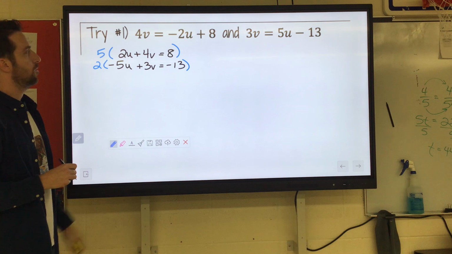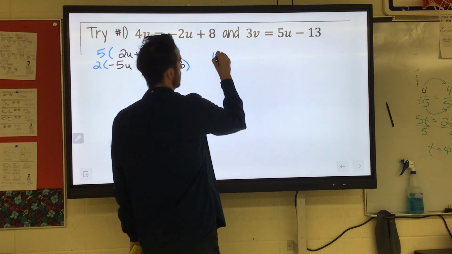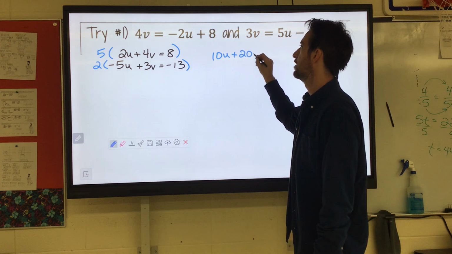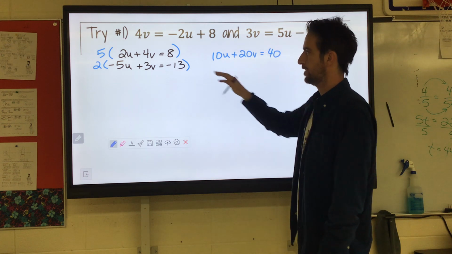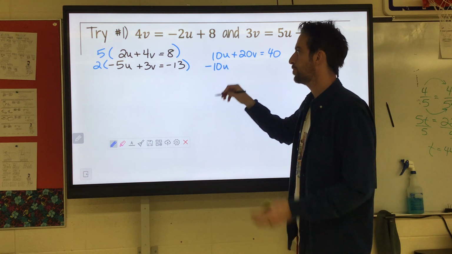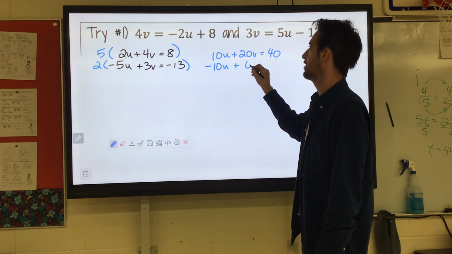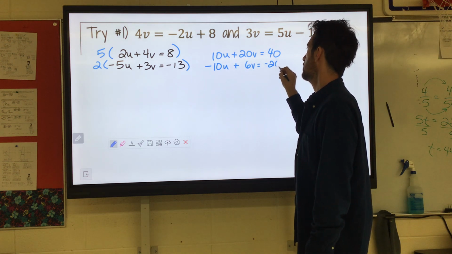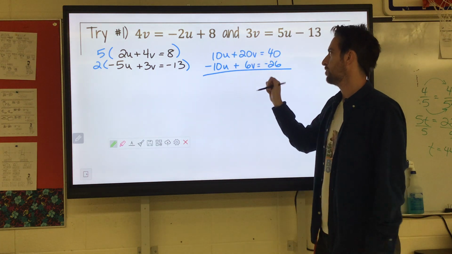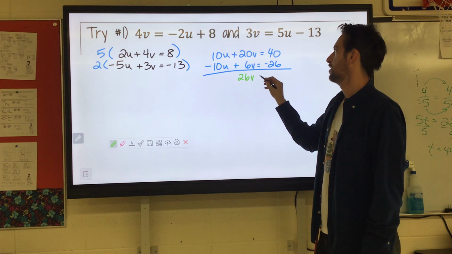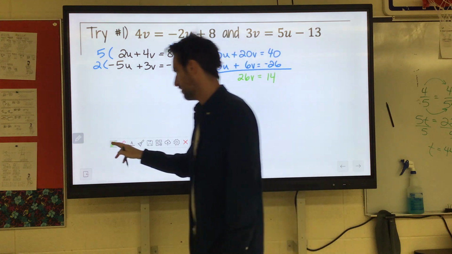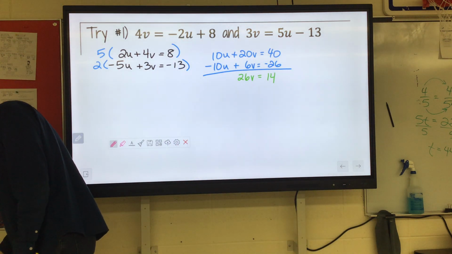So we're going to do the top by 5, the second one by 2. So 5 times that whole top equation will give us 10u plus 20v equals 40. The second equation times 2 would be negative 10u. Those will be eliminated, plus 6v equals negative 26. The u's are eliminated. V is 20 plus 6, which is 26. 40 minus 26 is 14.